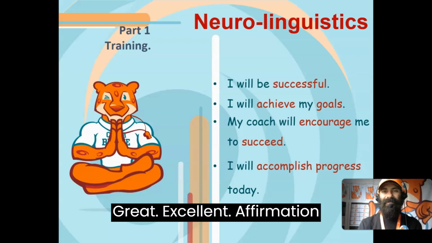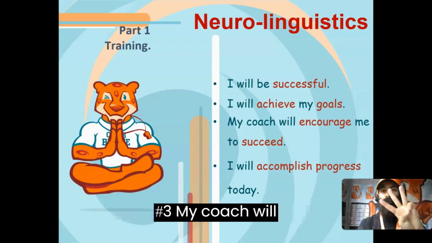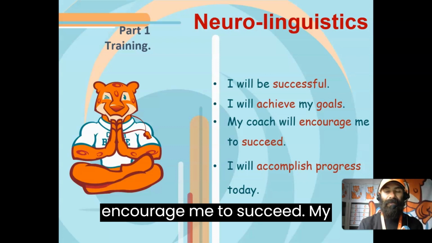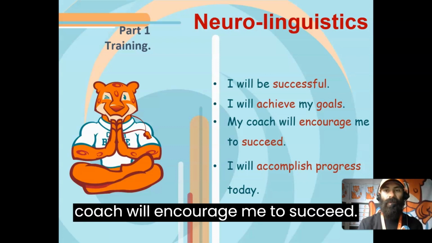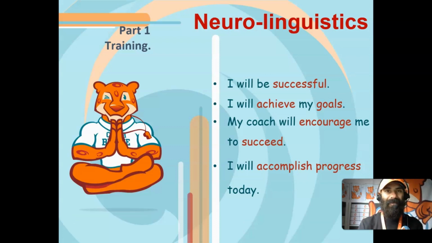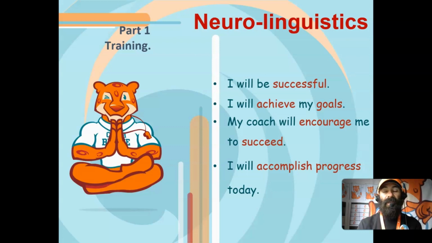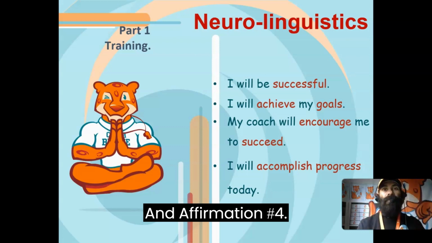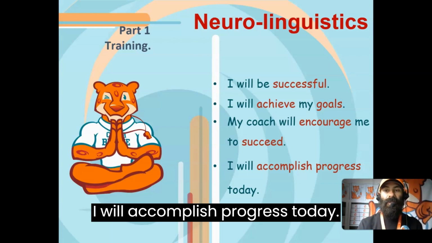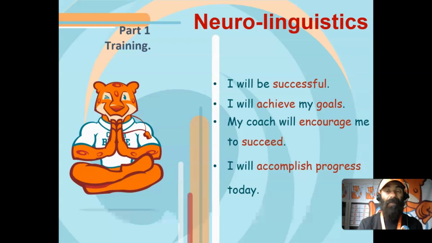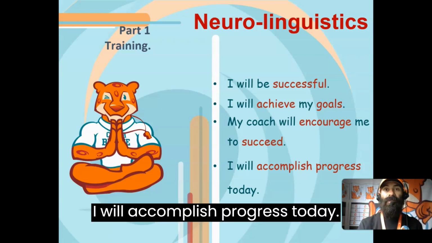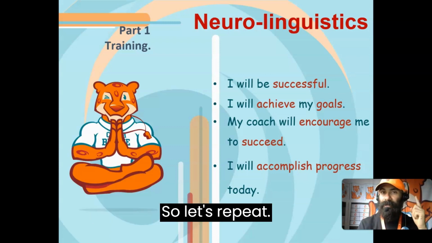Great, excellent. Affirmation number three, my coach will encourage me to succeed. My coach will encourage me to succeed. So let's repeat. Excellent, that's it. And affirmation number four, I will accomplish progress today. I will accomplish progress today. So let's repeat.